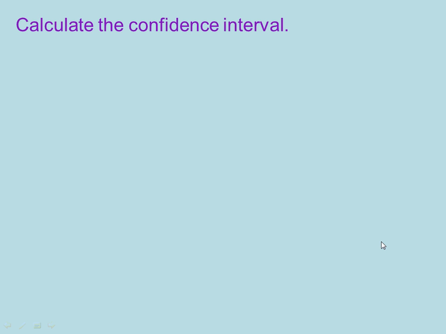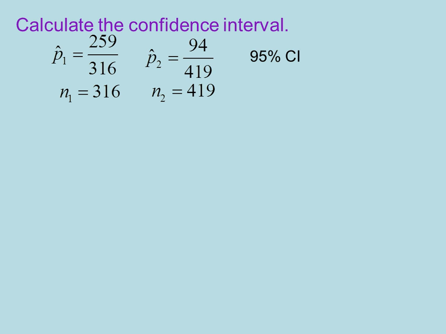So let's do that. We're going to calculate the confidence interval. Okay. So what do we know? We know the p-hat of our first situation with n of our first, and the p-hat of our second situation and n of our second. Our confidence interval is 95%.